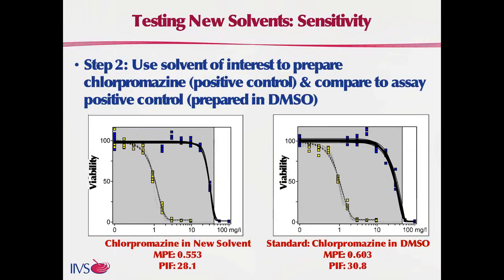The next step would be to take that solvent of interest and test the sensitivity of it. We want to prepare our positive control, which is chlorpromazine, in that solvent and compare that to our positive control prepared in our standard assay procedures, which is prepared in DMSO. And here is our new solvent, and here is our standard DMSO. So you can see the chlorpromazine in the new solvent, as well as the chlorpromazine in the DMSO, looks fairly similar in the dose responses. The MPE values are fairly close, as well as the PIF values. So based on this information, we would be comfortable moving forward with this solvent in our assays.